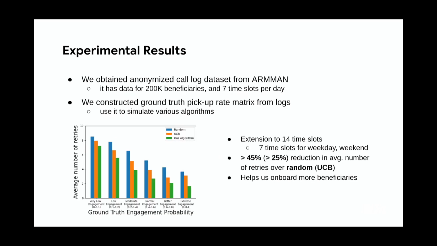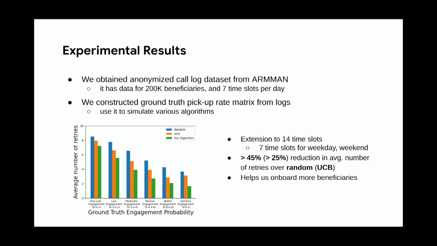Okay, so regret is not the only thing the NGO cares about. They do care about the number of retries. What I mean by that is the number of retries you have to make before a successful call. What this plot shows is this: you divide users into various buckets depending on the level of engagement. This bucket is very low engagement users, where the chance of them picking up the call is very little, 0 to 0.1. Here is the most extreme engagement bucket, where the chance of them picking up a call is close to 1. And for each of these buckets, we plot the number of retries that each algorithm makes.